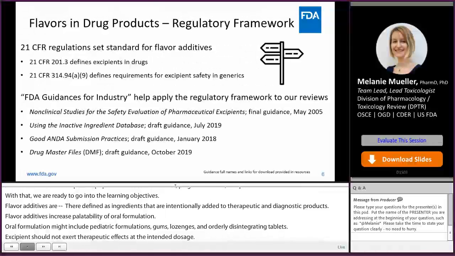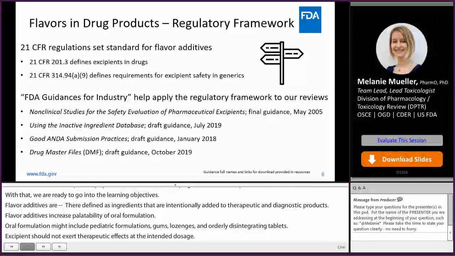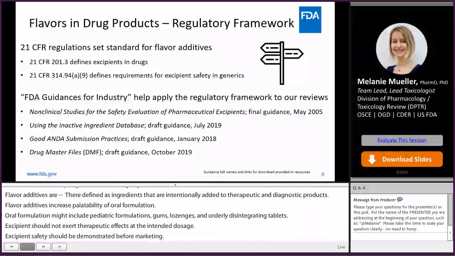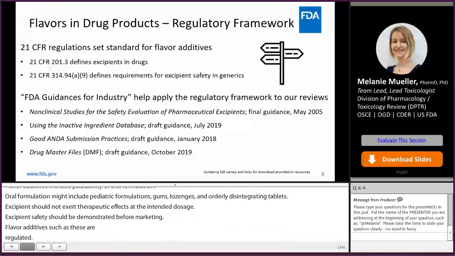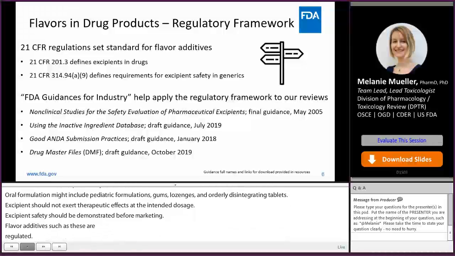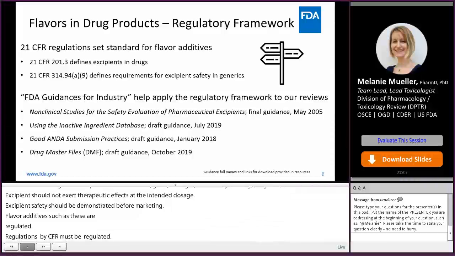Flavor additives, like all excipients, are regulated by the Federal Register. 21 CFR regulation sets the standard for flavor additives. Regulations by CFR are laws and must be followed. FDA guidances present FDA's best thinking on how to apply regulatory recommendations, and guidance documents as such are not binding. However, they help us to apply the regulatory framework to our reviews. And here you see a list of FDA guidances that we commonly apply during our safety review of flavor additives in generics.